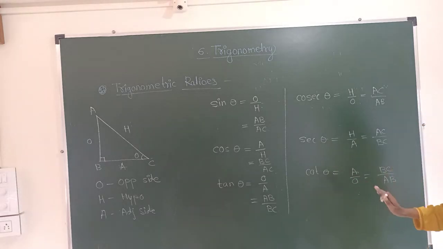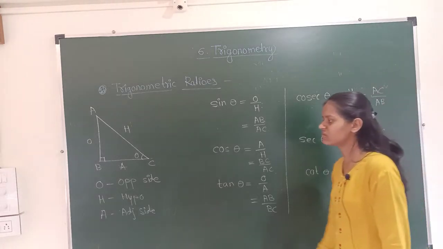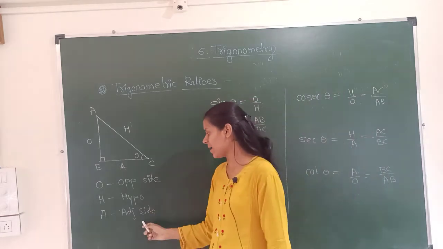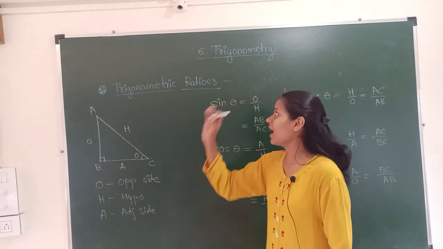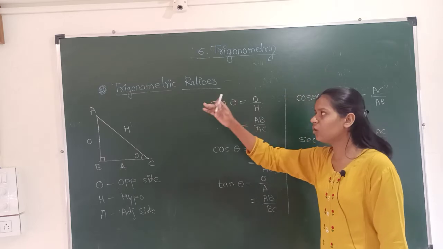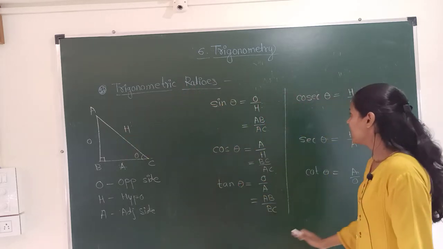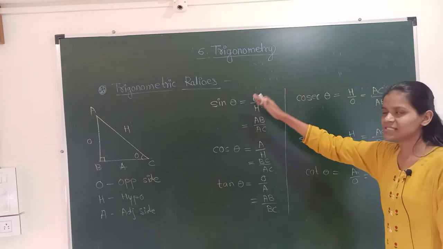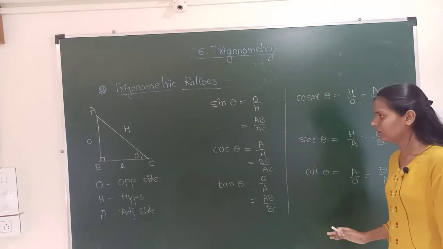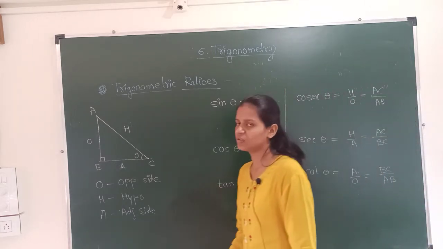Okay, that's it. These are the trigonometric ratios where O is the opposite side, H is the hypotenuse and A is the adjacent side. Write down in your notebook the heading trigonometric ratios. Draw this diagram. Write the ratios for both sin cos tan and cosec sec cot. Then we will shift towards the next part.